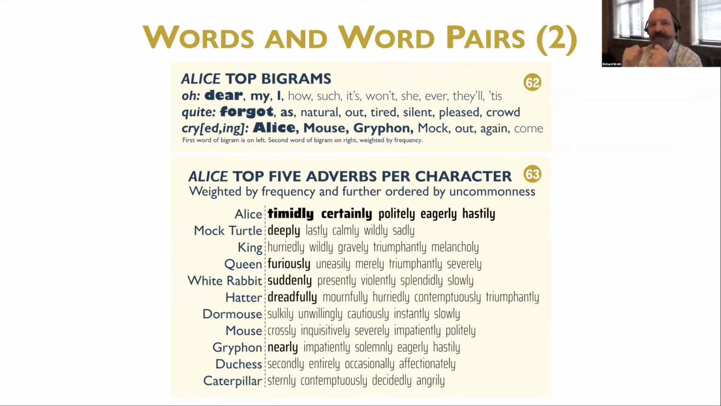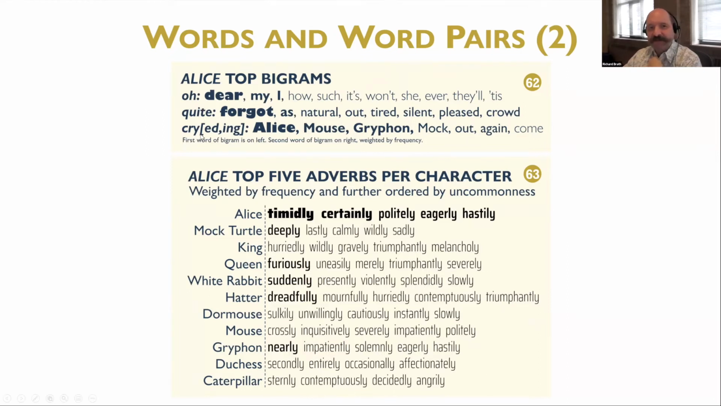Bigrams are pairs of words that occur together. And so, oh dear, oh my, oh I, oh how are common pairs, starting with the word oh. And then the weight here is just indicating how frequent that is. So Alice says, oh dear, a lot in the story. She also says quite forgot a lot in the story, and cried Alice is something that occurs frequently in the story as well. So those are bigrams, word pairs that we see Lewis Carroll using.